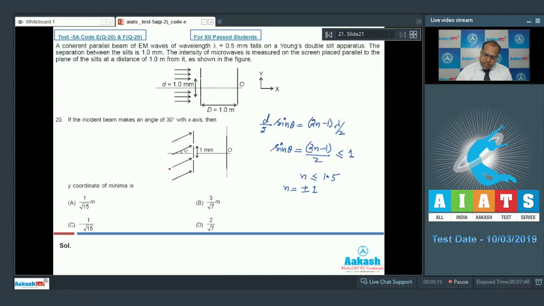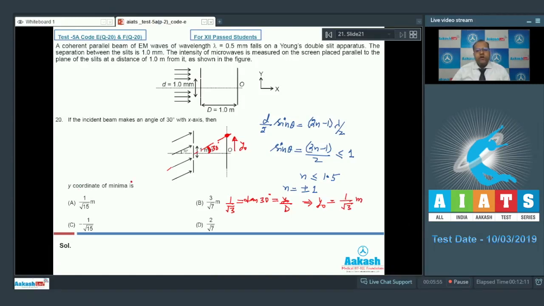So in this case we can say that the position of central maxima is at an angle of 30 degrees with this axis. So this is the position of central maxima, and this position can be found out. So tan 30 degrees, let this be y naught, is equal to y naught divided by capital D. This is equal to 1 by root 3. So this position y naught can be found out as 1 by root 3.